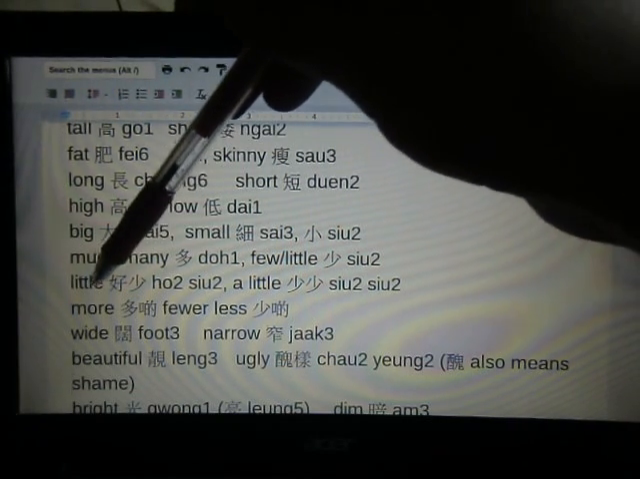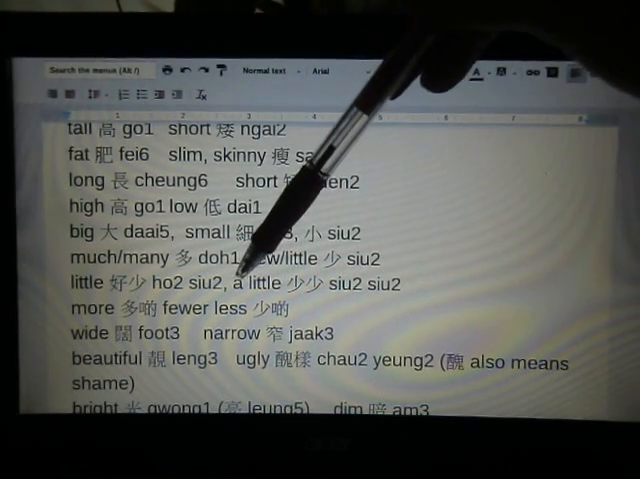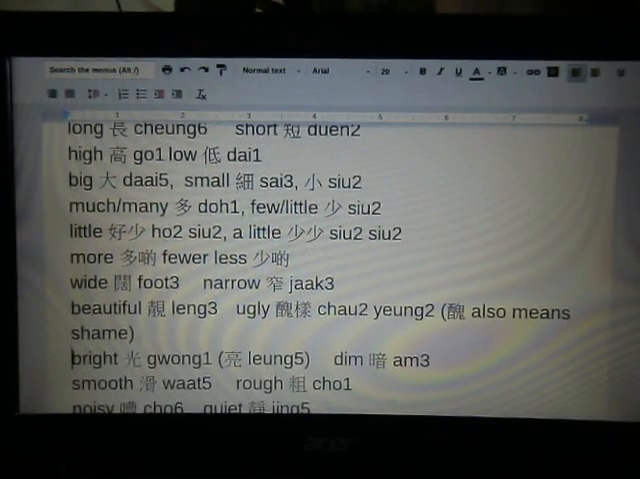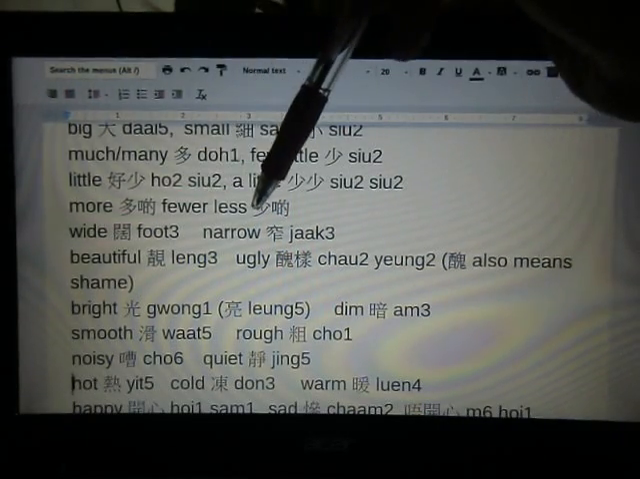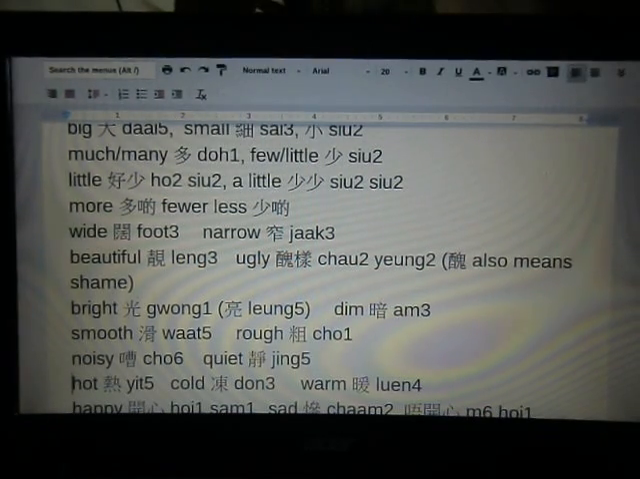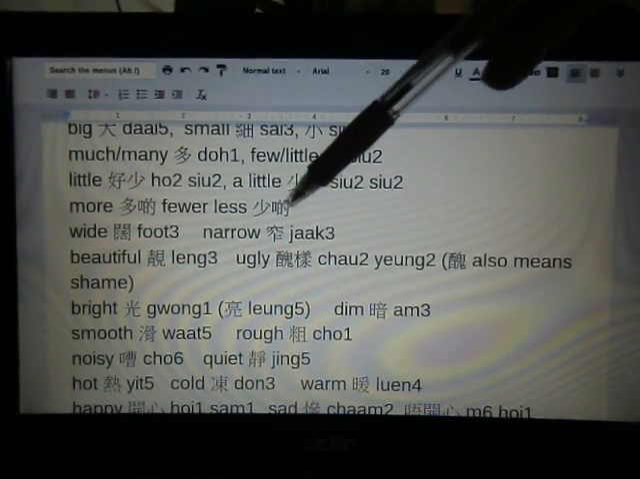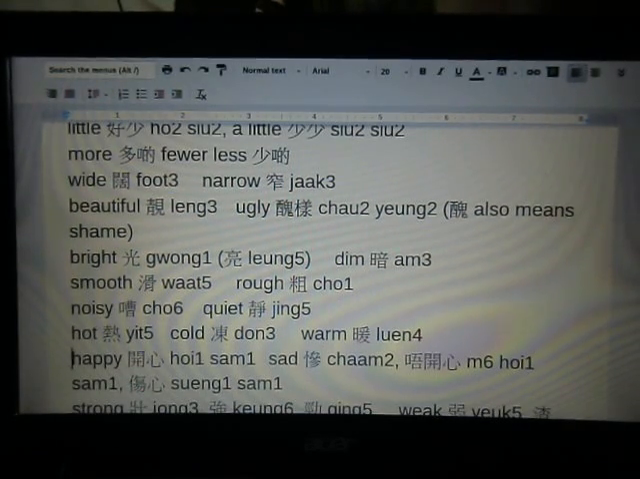And for little we use 好少, and for a little we use 少少. Okay. And then 多啲, 少啲, okay? So 多啲 for more and 少啲 for few or less. So remember in Cantonese we don't have countable nouns or uncountable nouns. So whether it's few or less we use the same thing, 少啲, because there is nothing known as countable and uncountable. If you want to quantify things, you have to have a quantifying unit.